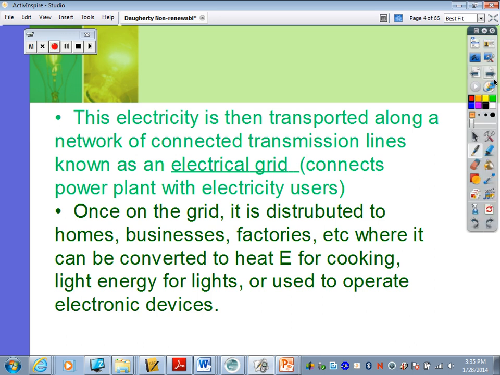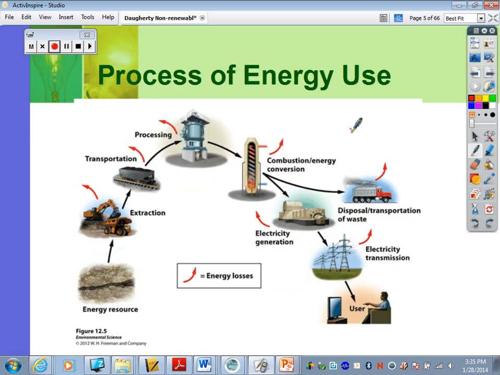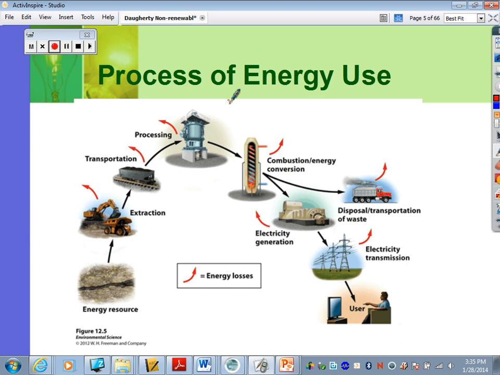There you go. Okay, so this next slide is really important because it's going to show all the transitions that we go through from the very beginning, from extracting the resource to turning it into electricity to actually using it in the home. Now, our laws of thermodynamics come into play with this as well. We're going to talk about something called net energy here in a few minutes. When we think about what type of energy we should be using, we need to think about the net amount that we're going to get.